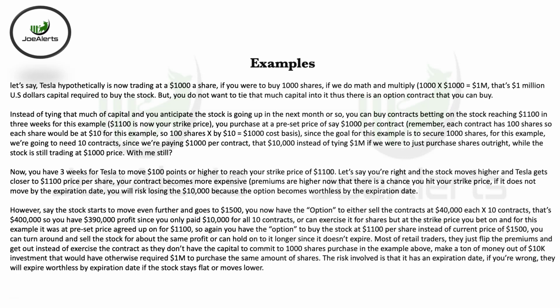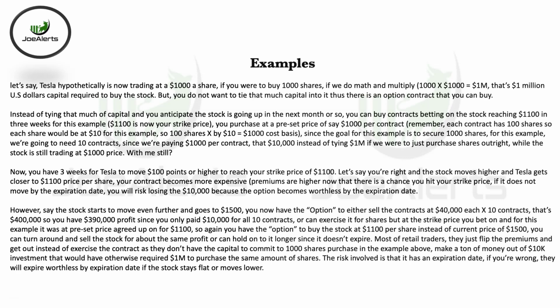You can either do that, meaning exercise the contracts for shares, and you could turn around and sell the stock for about the same profit, or you can hold on to it longer since it does not expire. So shares essentially don't expire, unlike the contracts. Most retail traders though make a ton of money out of basically flipping. They just flip the premiums. So instead of going through the exercise hassle and waiting for the stock to go higher, why not just flip the premiums, meaning just sell the contracts outright. You don't have to exercise them and go through the trouble.